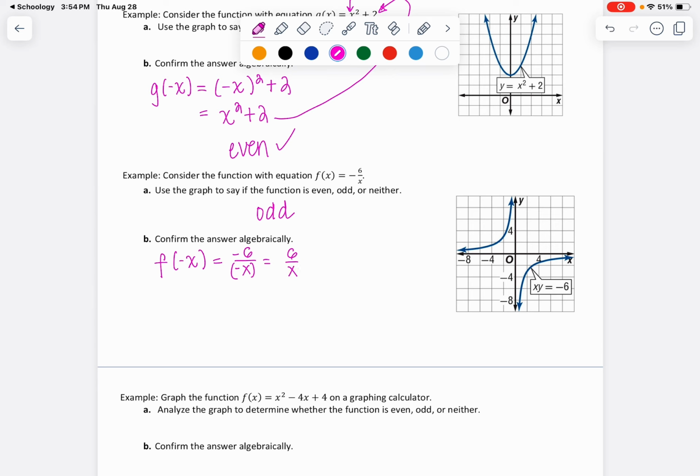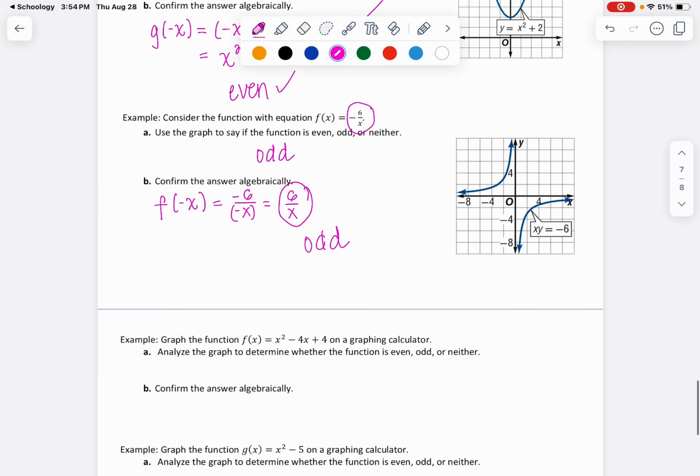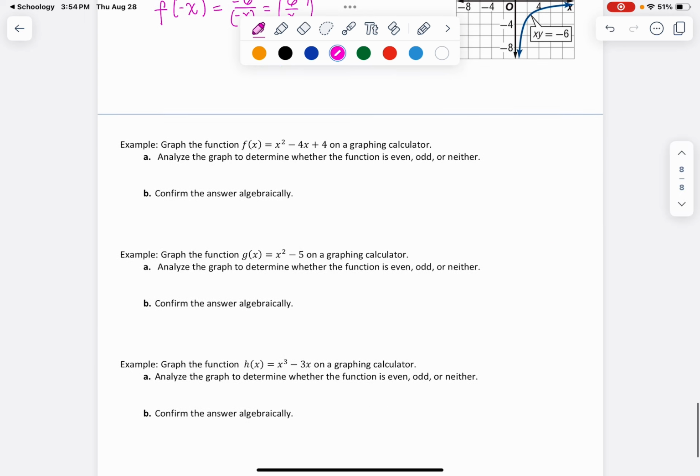And if you compare this to the original, it is the opposite of what we started with. This is -6 over x, and this is positive 6 over x. So this is odd. Good? Okay, so this next one here, I'm torn with how it should be done.